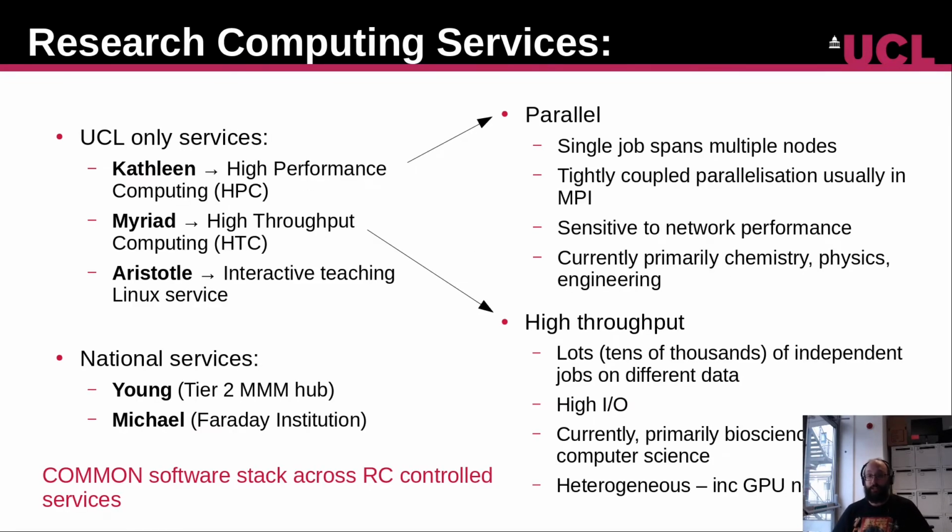We run a lot of different services. This slide is still in date, I believe. So we have Kathleen, as I described, which is for these parallel workloads, Myriad, which is the high throughput machine. We run a machine called Aristotle for interactive Linux teaching. And that's predominantly because various departments need a system that they can let their students run Linux commands on, and most of the desktop systems at UCL are Windows.